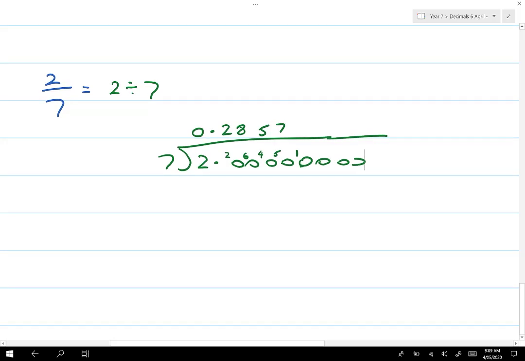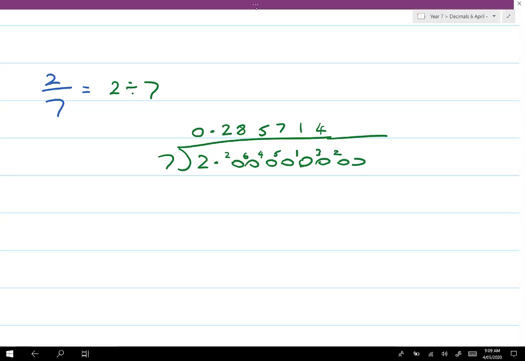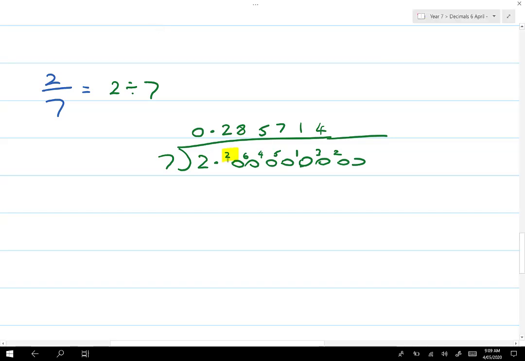So 7 into 10 is 1, remainder 3. 7 into 30 is 4, which is 28, remainder 2. And now I'm back here. So what's going to happen next? I'm going to say 7 into 20, which is 2, remainder 6. And then 7 into 60, which is 8, remainder 4. And then 7 into 40, and I'm just going to go on like this forever. And so this bit is going to repeat, and then it's going to repeat again, and again, and it's going to go on forever.